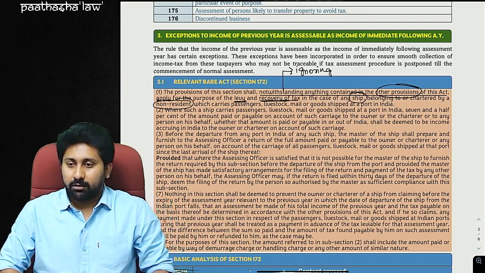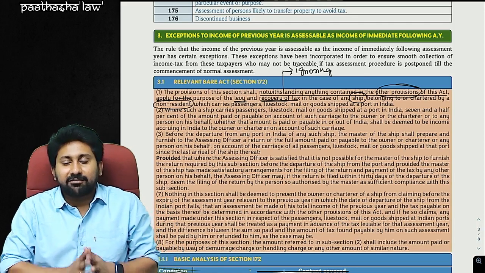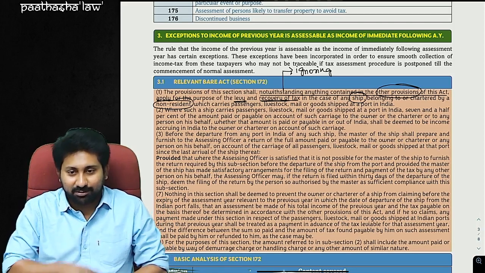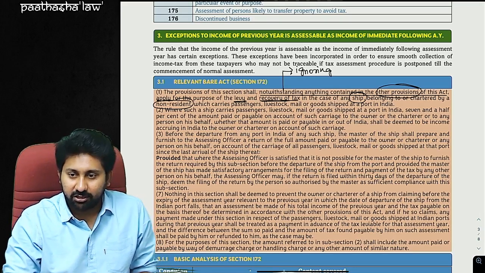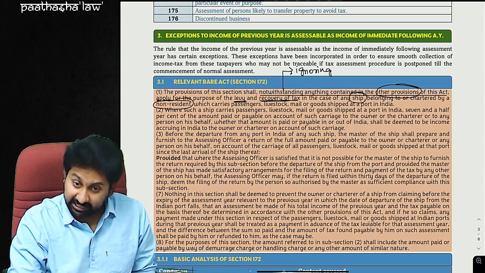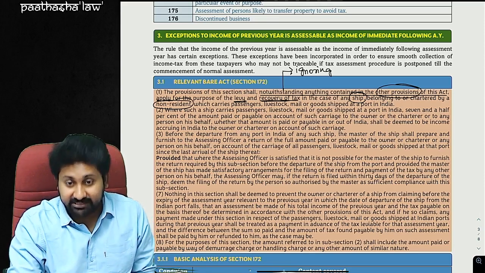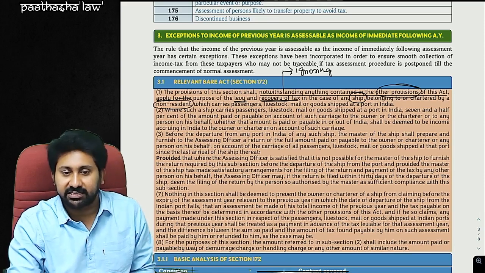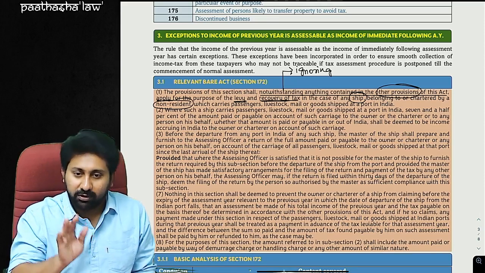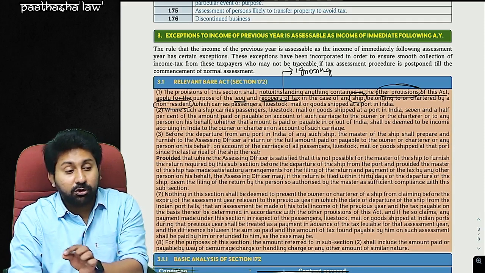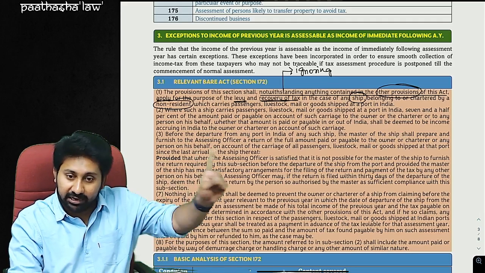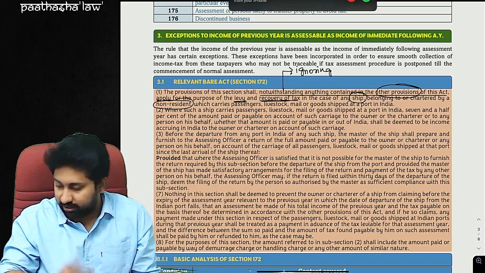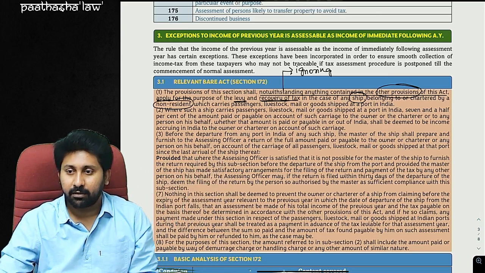Clear? Therefore, the department is also worried about how to collect tax from these kinds of people. Therefore, they said: non-residents, you are having an income in India? Yes. In the form of freight? Yes. Chartered for a ship by you? Yes. Carrying passengers, livestock, mail, goods, etc. in India? Yes. You do one thing. The time when you depart from India, pay the tax and leave. So tax on what? Tax on income.